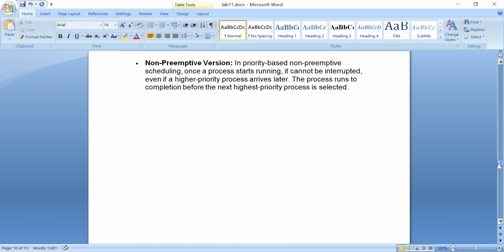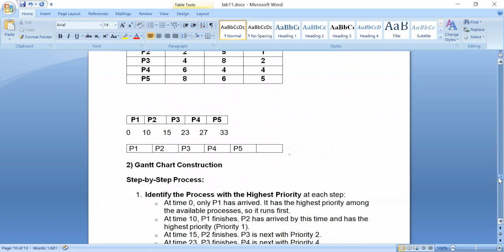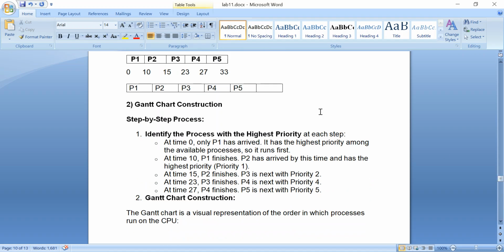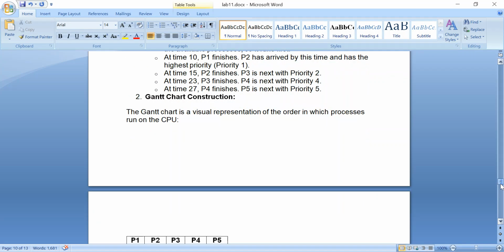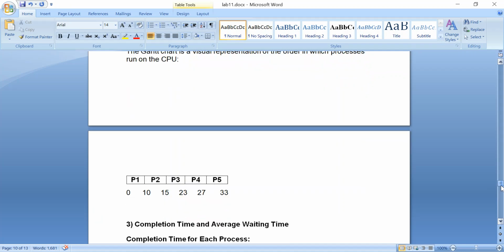So this is how we construct the Gantt chart. First of all, identify the process with the highest priority. At time 0, P1 has arrived and has the highest priority among all. It runs until 10, P1 finishes, then P2 has arrived and has the highest priority 1. Then at time 15, P2 finishes, and P3 is next with the highest priority. Then at time 23, P3 finishes, and P4 is the next highest priority. So it is a very good example of Gantt chart construction in order of process.